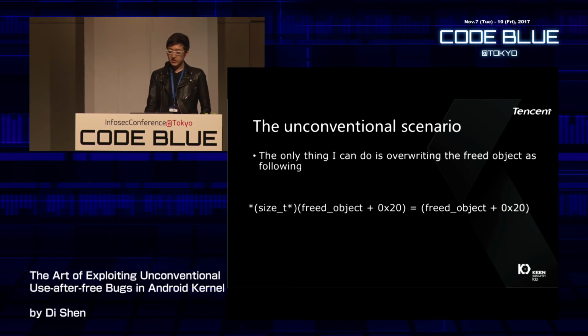So obviously, the conventional approach to exploiting a use after free cannot work this time because we don't have a function pointer in the corrupted object, and we can only overwrite 16 bytes, and these bytes cannot be any value. It can only be the address of the object plus 20.